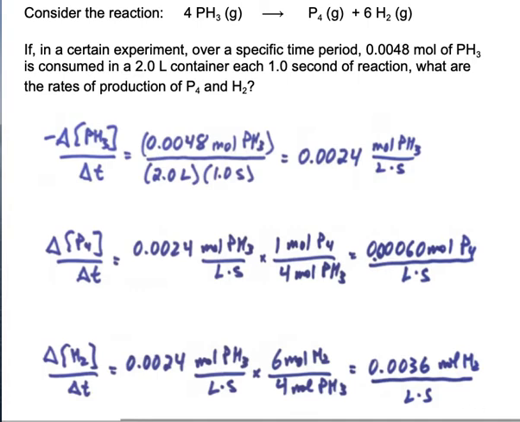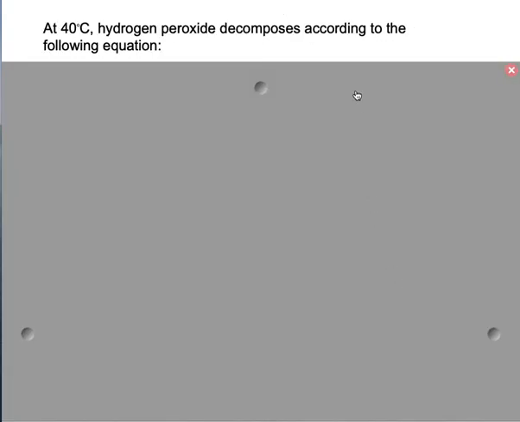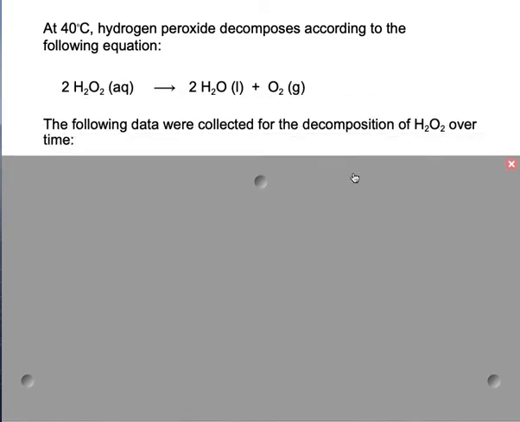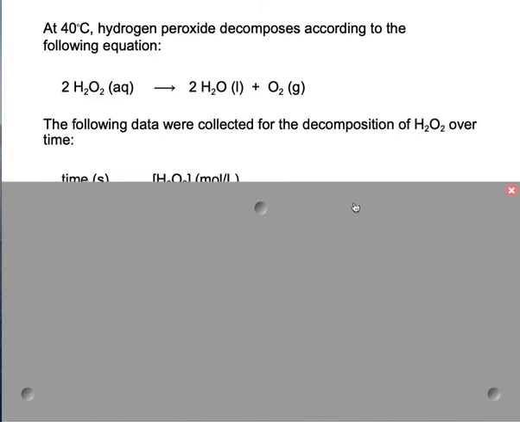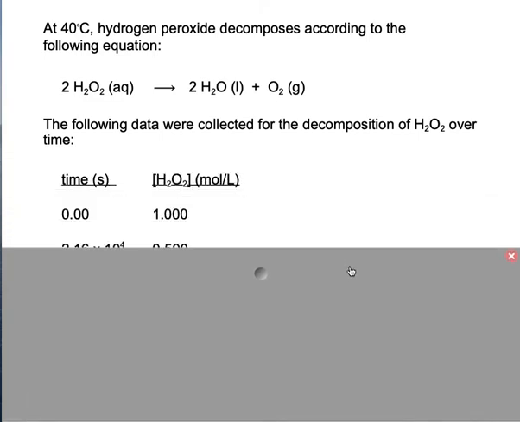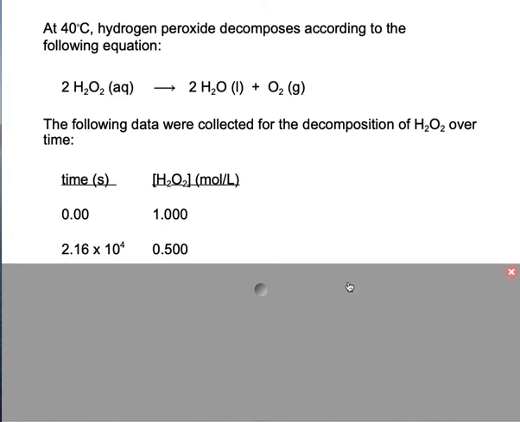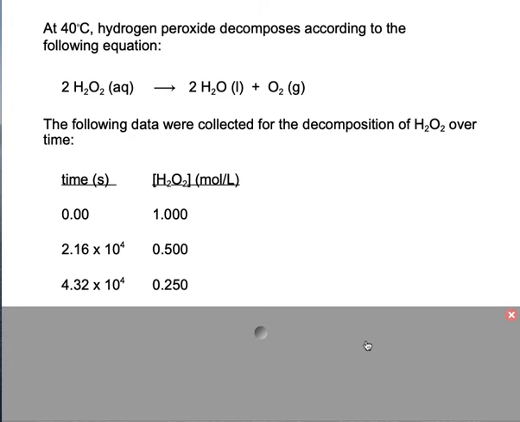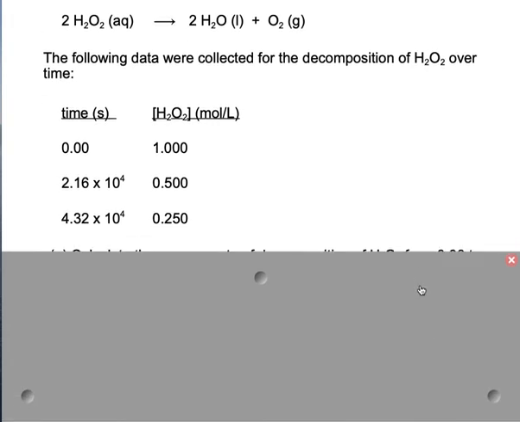Let's do another example. At 40 degrees Celsius, hydrogen peroxide decomposes according to the following equation. The following data were collected for the decomposition over time. We start with 1 molar H2O2. After 21,600 seconds, that decreases to 0.5 molar. And after 43,200 seconds, that decreases to 0.250 molar.